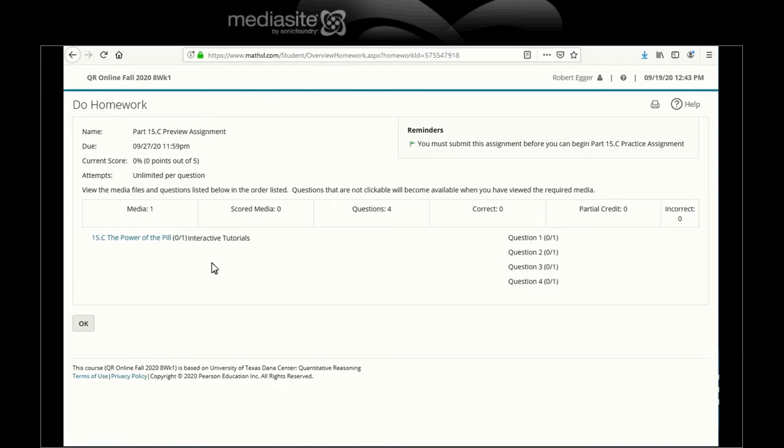The power of the pill. Now, let's see, we're talking statistics here, and I'm going to surmise that we're going to talk about placebos here. Just my guess. Let's find out.